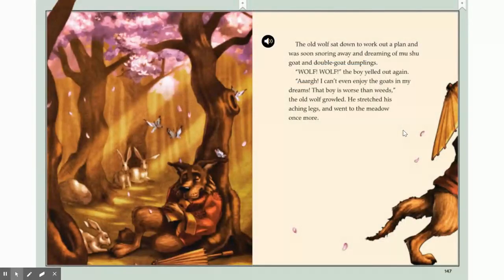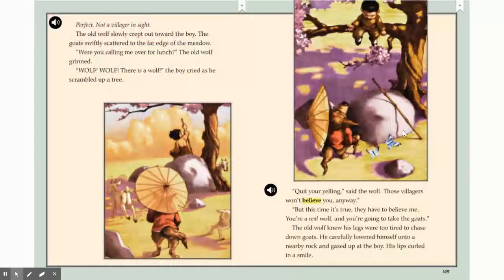So yet again, he hears the boy yell out, "Wolf, wolf," again. And once more, he climbs up to the meadow. And this is where he offers his plan to the boy. He asks the boy to deliver a goat to his home.